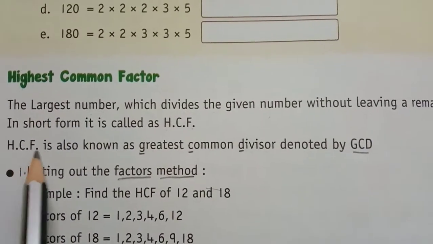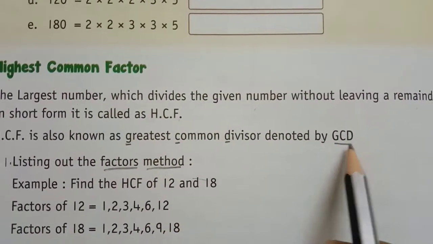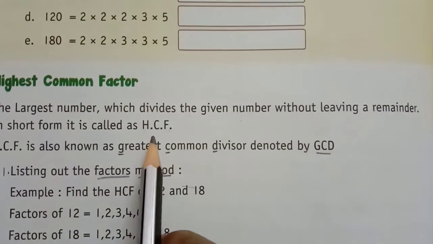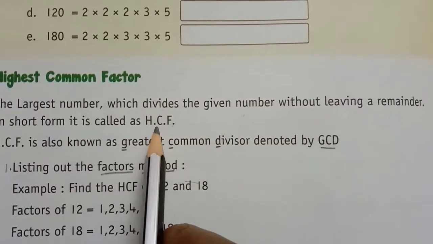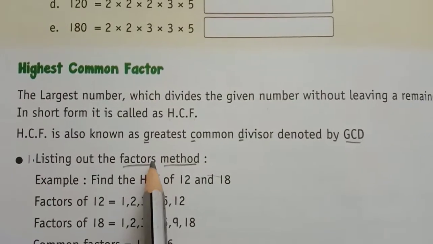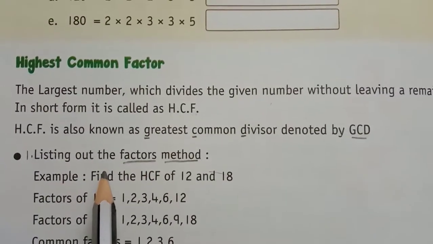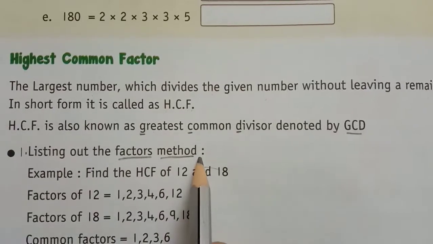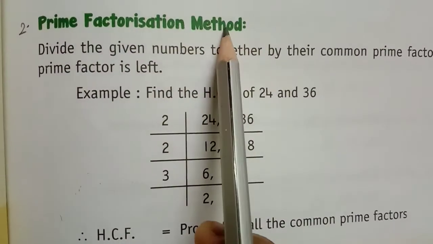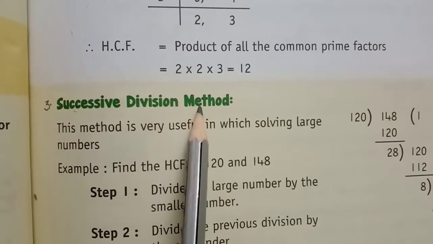Now this HCF is also known as greatest common divisor, denoted by GCD. Greatest common divisor. So for this HCF we have two names. One is HCF and the other one is GCD. Okay. Now children, we can find this HCF in three different ways. The first one is through factors method. Second one is prime factorization method. Third one is successive division method.